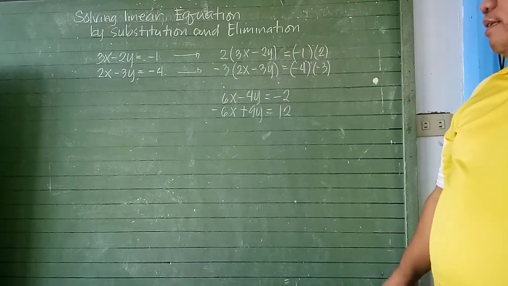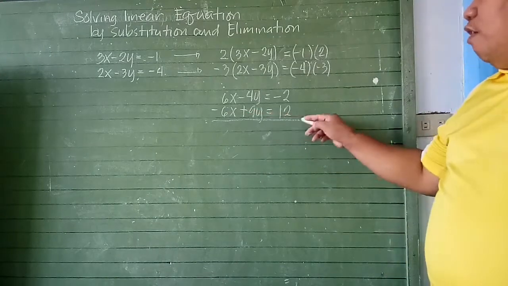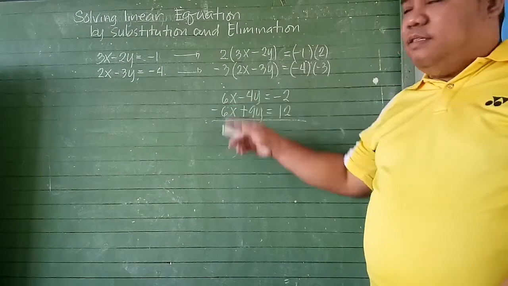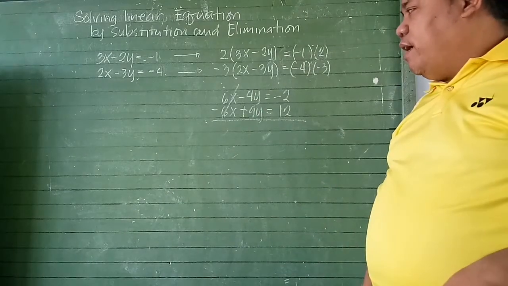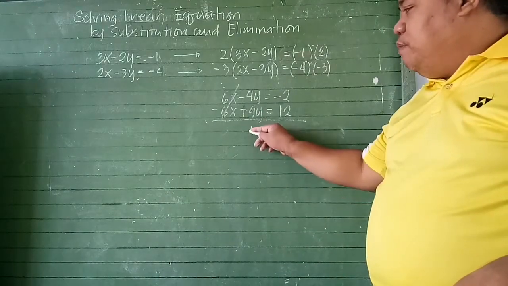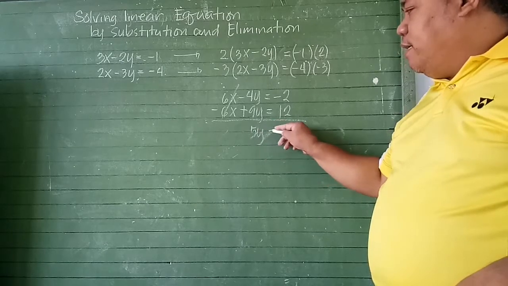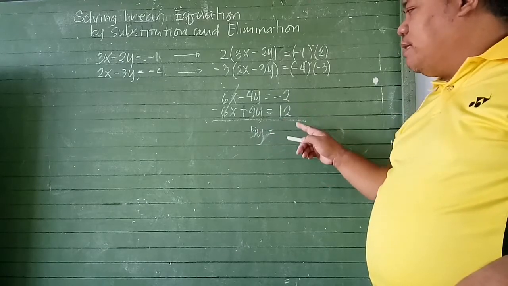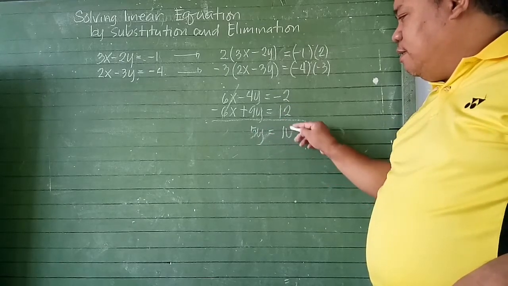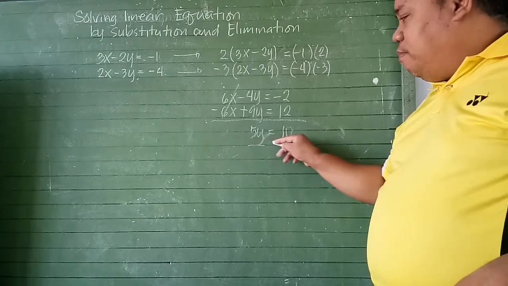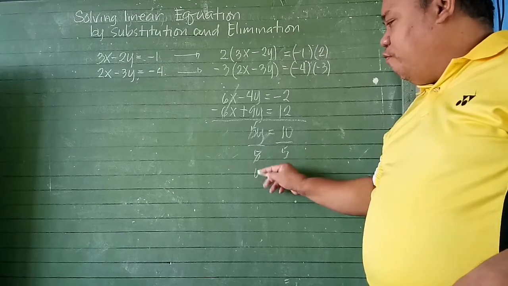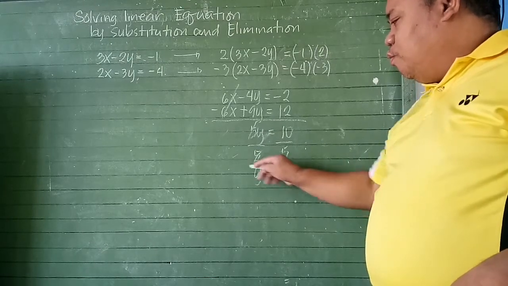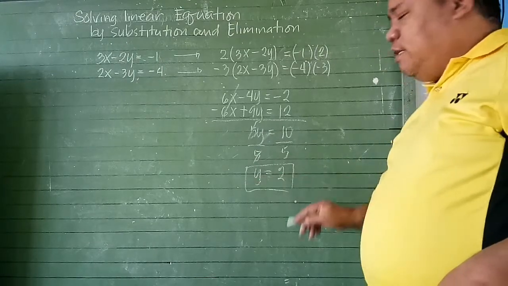After that, we're going to eliminate. Of course, the x terms can be eliminated, that's 0. So what remains is this: negative 4y plus 9y will give you 5y, and negative 2 plus 12 is 10. So divide both sides by 5. The value of y here is 2. And that will be the value of y.